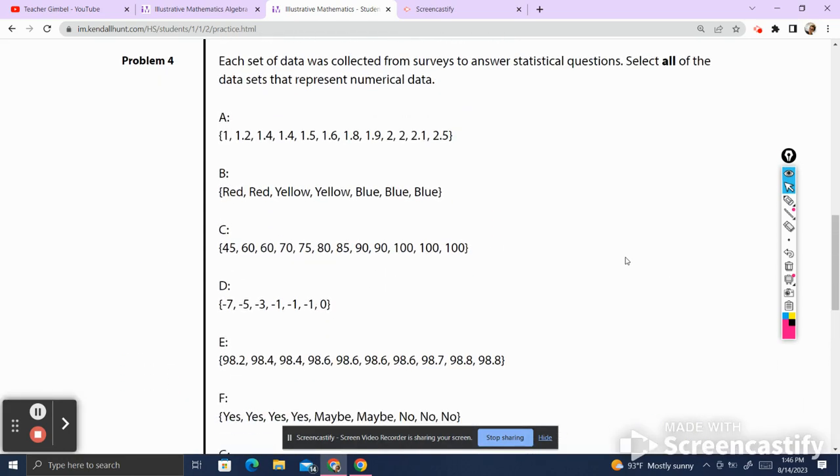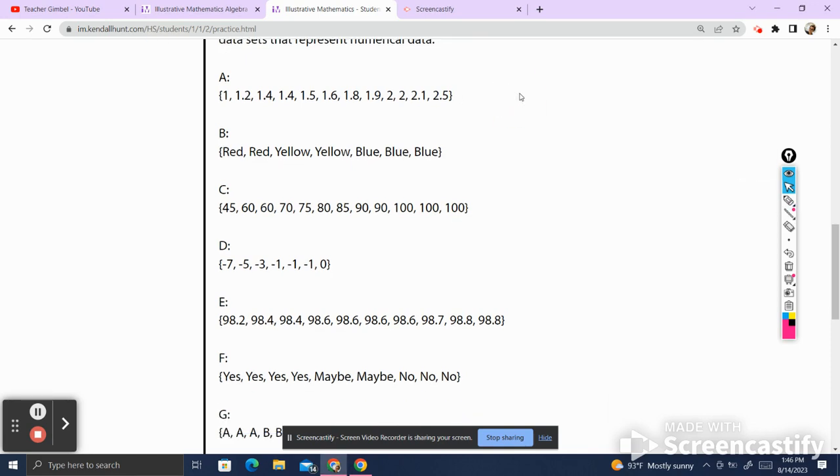We are almost done. Each set of data was collected from surveys to answer statistical questions. Select all of the data that represents numerical data. Well, this guy's numbers, so he's numerical. Check. This guy is not numbers, not numerical. Numbers, numerical.